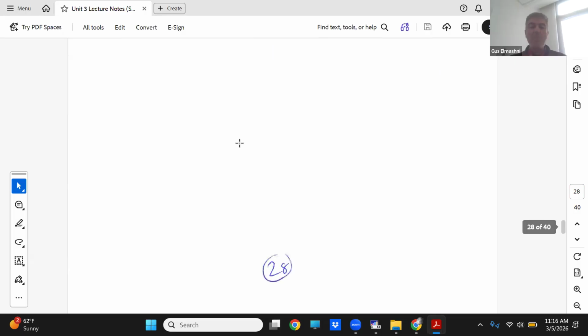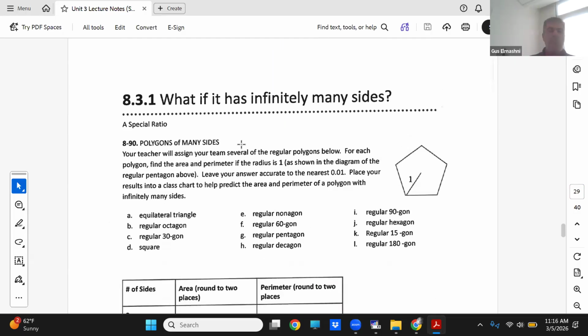All right. So here we go. If we look at 8.3.1, this is page 29 of the notes packet. So I'll read the instructions. Your teacher will assign your team several of the regular polygons below. You can see there's a total of 12 listed. This is perfect because we have 12 people in this room. So I'm going to give every table group 3. And among the table group, you can say, hey, you get this one, I get that one, so each person could do 1. But we're going to kind of keep them in order because there's a pattern here. So for each polygon, find the area and perimeter if the radius is 1, as shown in the diagram of the regular pentagon.